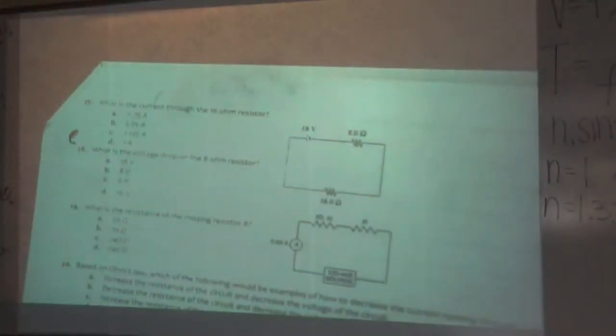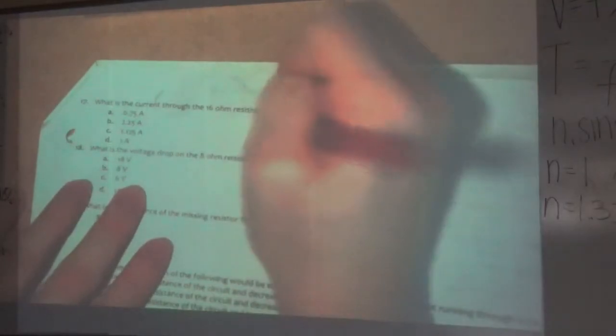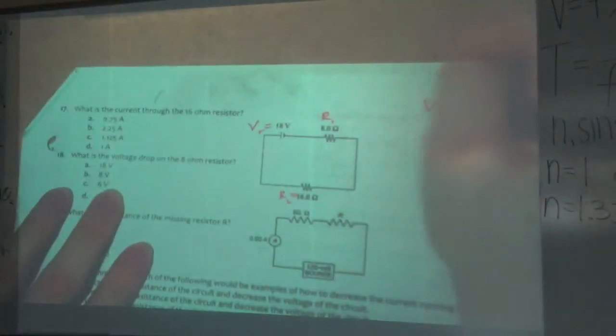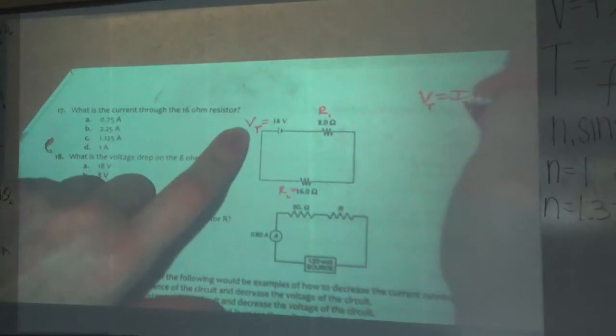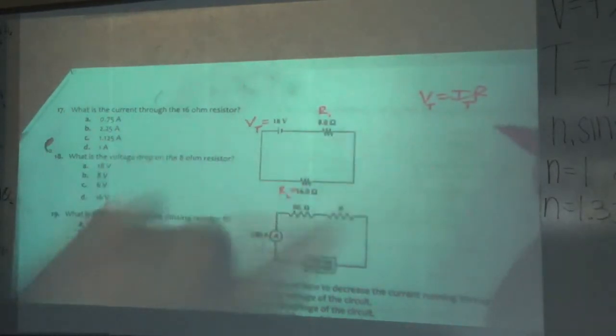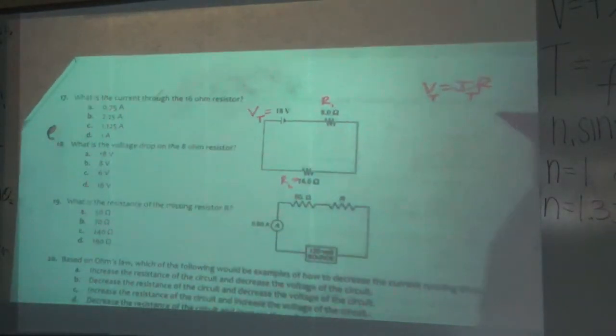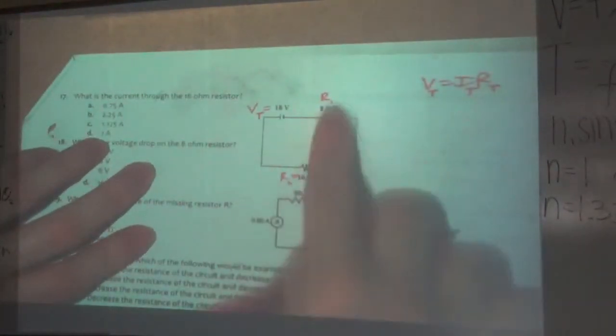The current through the 16 ohm, well, this is my V total. This is like my R1, this is like my R2. I want to use V equals IR because I only have total voltage. Then I'm going to look for total current. It doesn't matter which current because current is all the same for a series. So if I'm using this equation, I have to use R total. For a series, R total you just add.